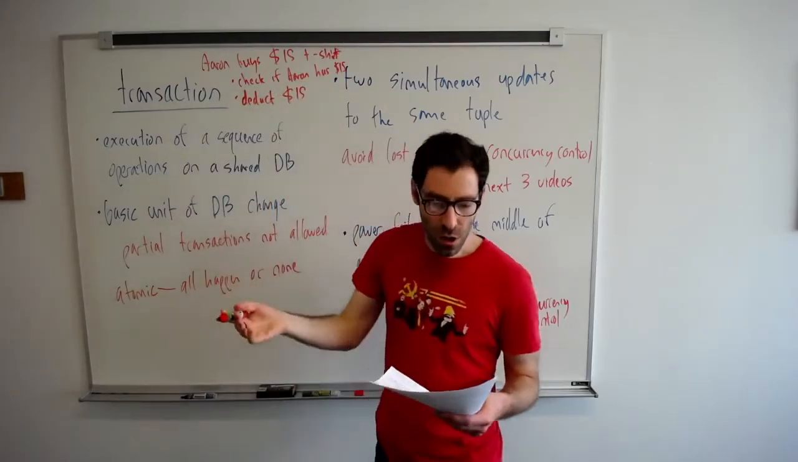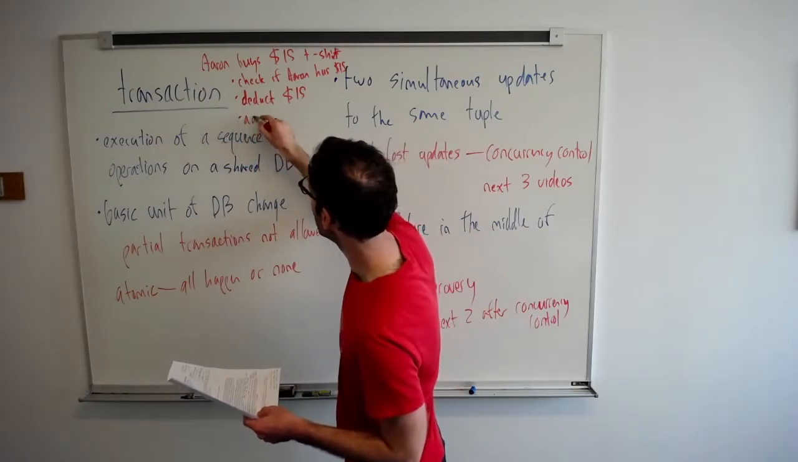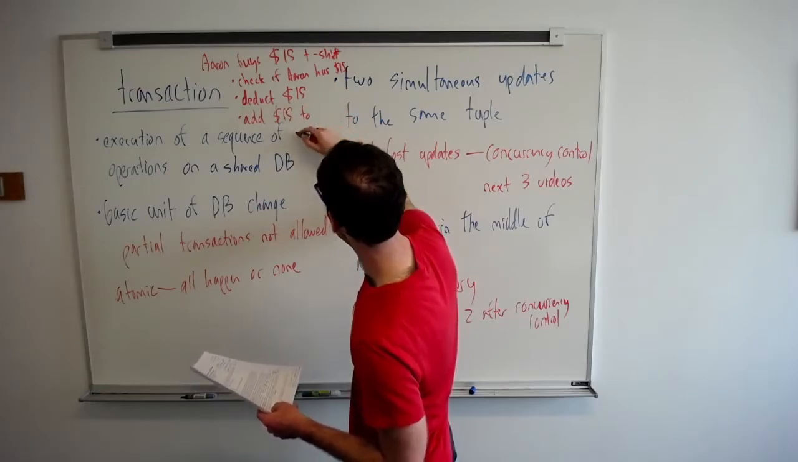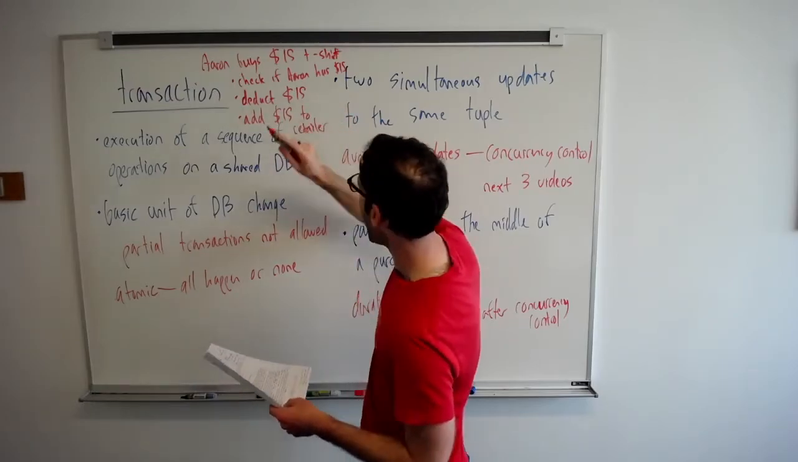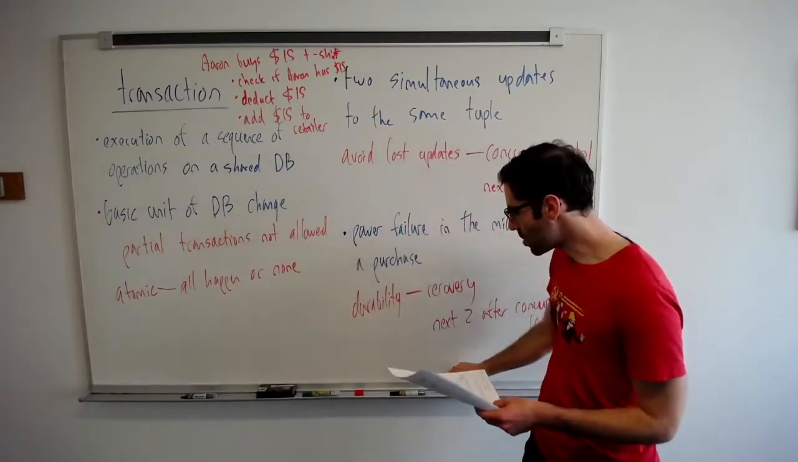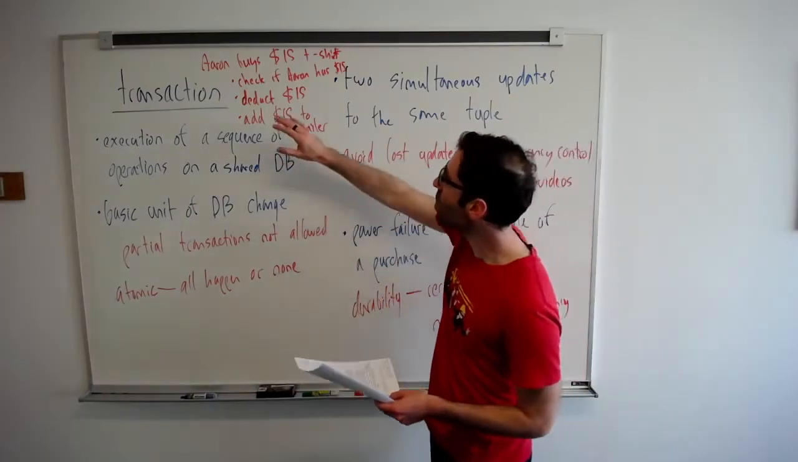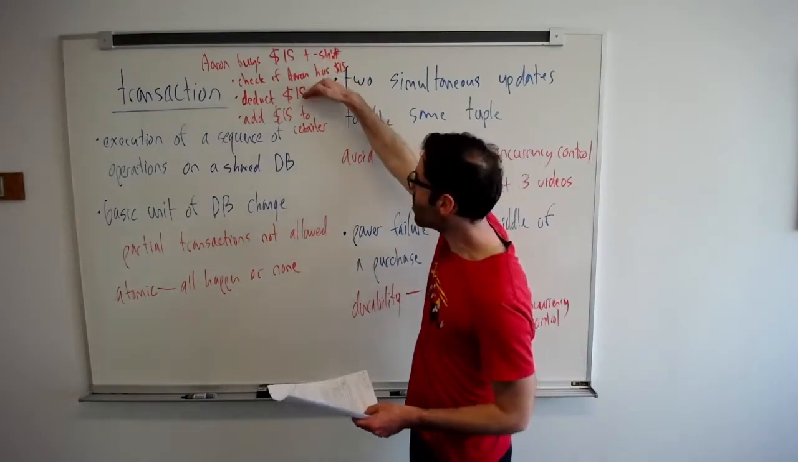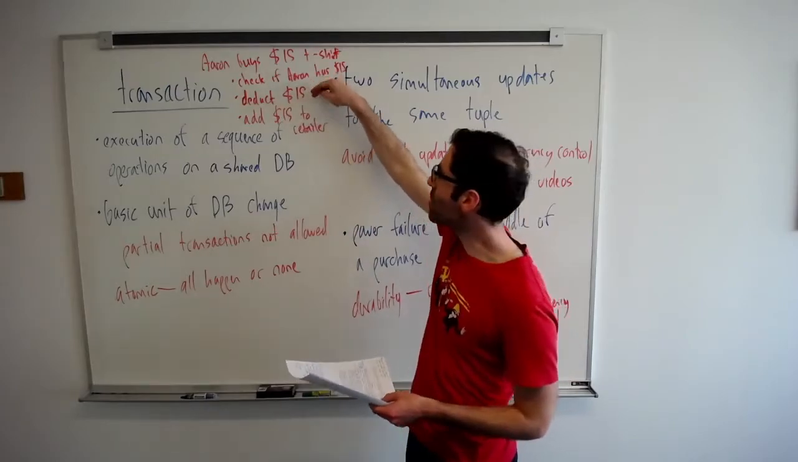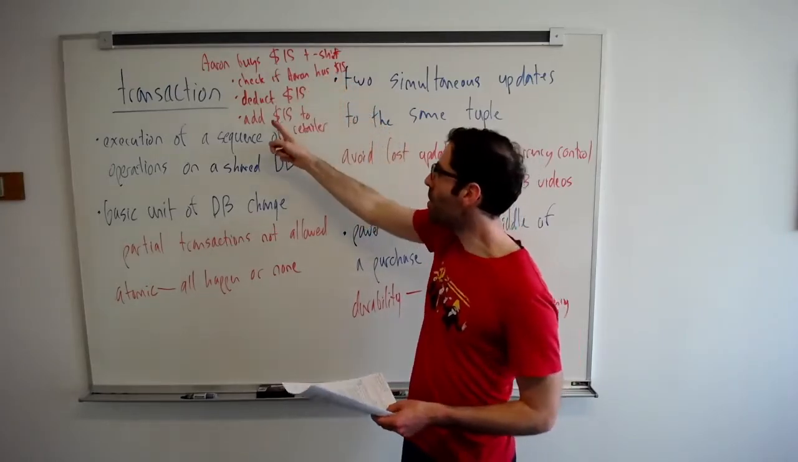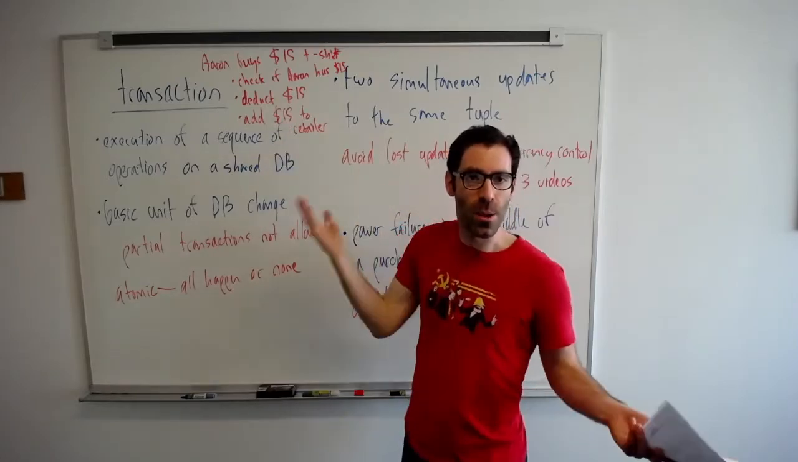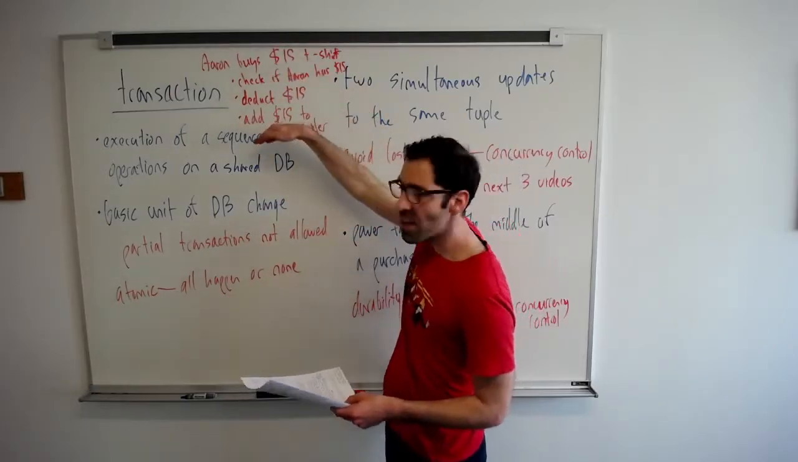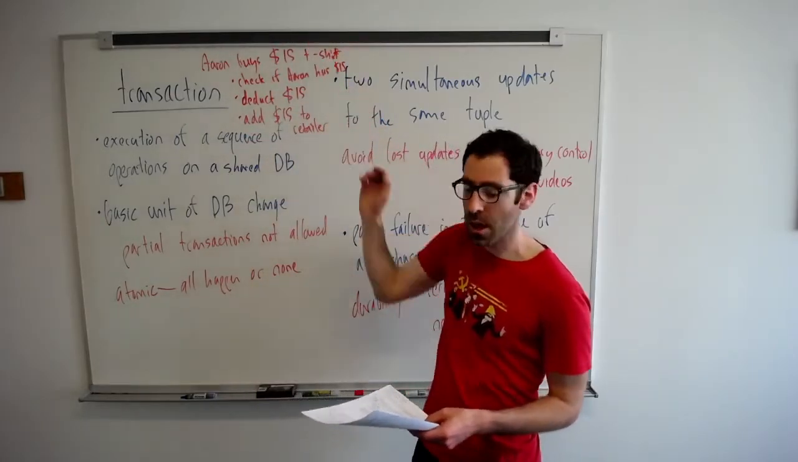Then deduct $15 from my account and add those $15 to the retailer's account, the person who's selling the T-shirt. And what we don't want is for part of these steps to execute, to lose my $15, but never having paid the retailer, I'm not going to get my T-shirt, I'm going to be out 15 bucks, I'm going to be very sad. So I want all of these things to happen or none of them to happen.